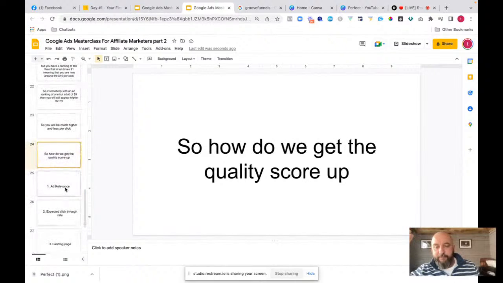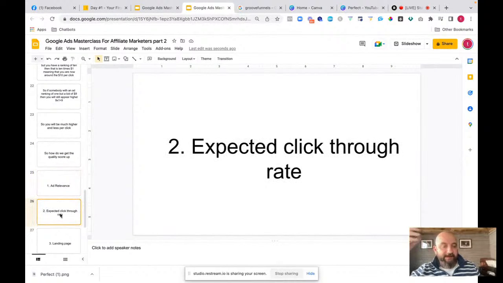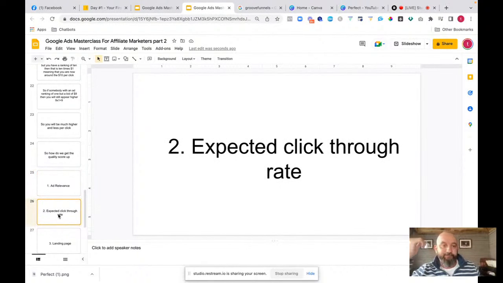So how do we get the quality score up? Well, there's a few different features. There's three. So first, it's ad relevance. Next, it's the expected click-through rate. So your ad relevance means how likely is the word GrooveFunnels going to appear in your actual landing page, right? If GrooveFunnels is appearing quite a bit, that's all in context, you're not keyword stuffing, then what's going to happen is your ad relevance on this is going to look really high, because they're going to land on there. Google's going to send the little spiders out, and they're going to see a load of GrooveFunnels within your page.